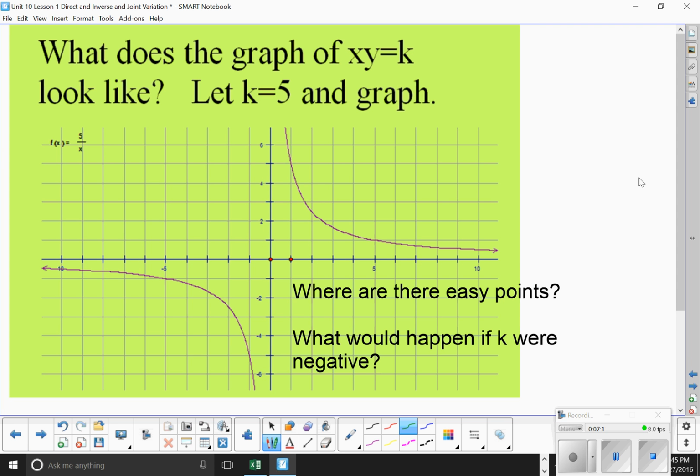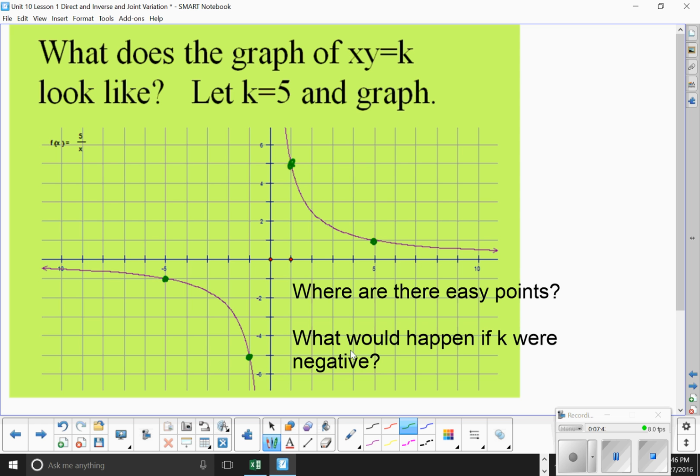What does the graph of xy equals k look like? Well, let k equal 5, and here we have the graph. Notice when x is 5, y is 1. When x is 1, y is 5. That gives me my curve. I can do the same thing with the negatives. That gives me a couple of points, and I can draw the curve. The curve approaches the axes, but doesn't cross them.